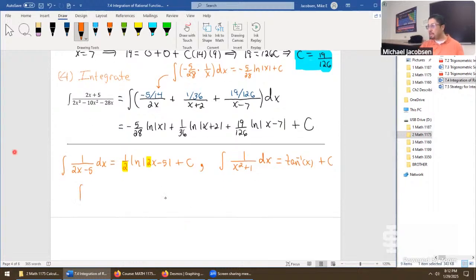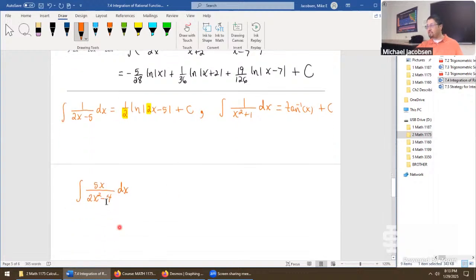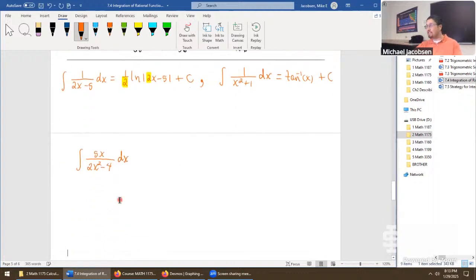Another one that can throw us off is maybe something like 5x divided by 2x squared minus 4. This is another one that can come up. It's not a tangent inverse. It's actually more similar to the logarithm one right here. This is one where I probably wouldn't try to do it as a one-step problem. I think this is a good one to do as a bona fide U substitution. So let's give it some extra space to make it work out.